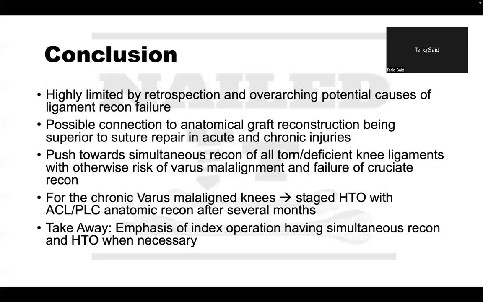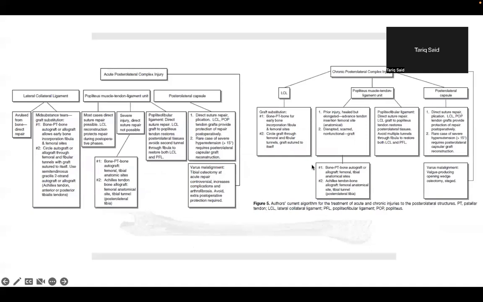So their biggest focus was that these revisions that fail after the index operation would be less likely to fail if the index operation focused on simultaneous reconstruction of the cruciates and anatomic reconstruction of the PLC and an HTO when necessary. And then the next slide talks about the author's algorithm for treatment, which goes between the acute PLCs and the chronic PLCs. This has most likely been updated at this point, but from the paper, it looks at each structure and specifically what the author would work through to try and decide on a treatment algorithm.